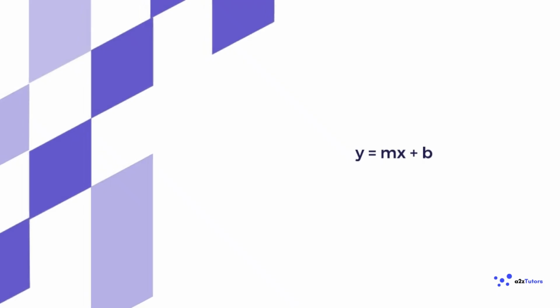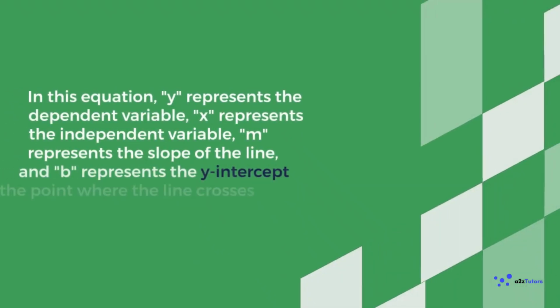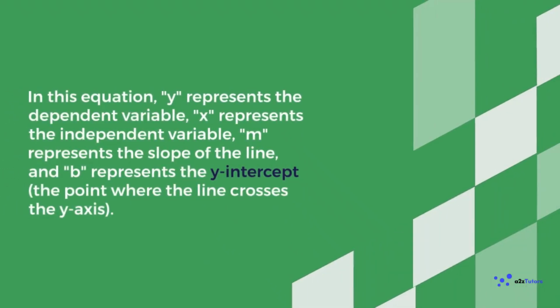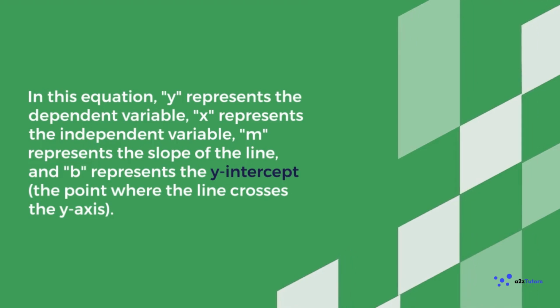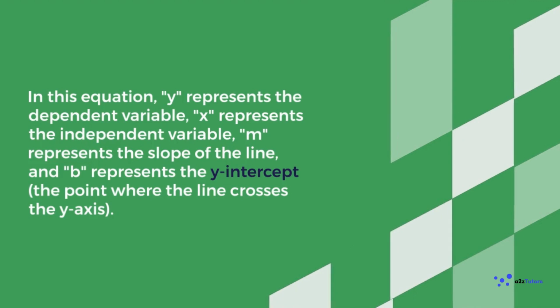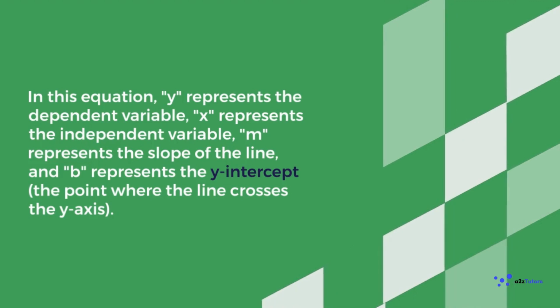In this equation, y represents the dependent variable, x represents the independent variable, m represents the slope of the line, and b represents the y-intercept, the point where the line crosses the y-axis.